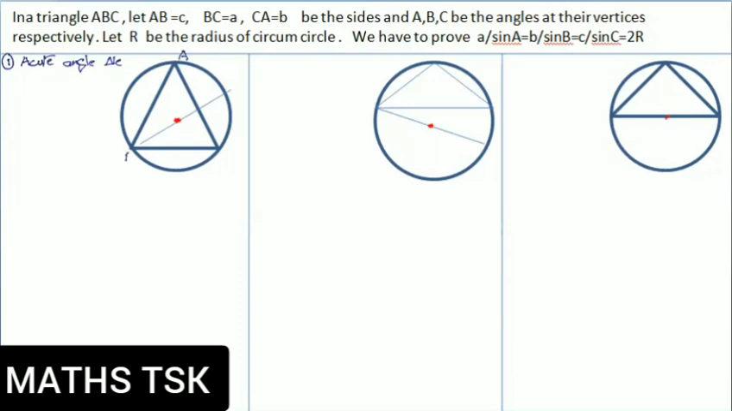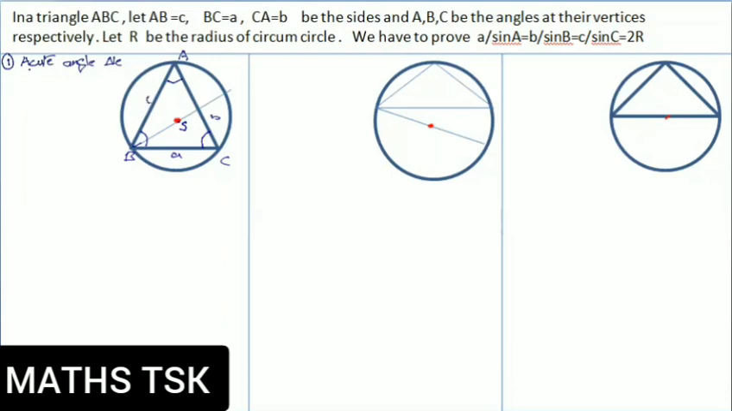We consider the triangle ABC here. Here the angle is A, here it is B, here it is angle C. It's not a right angle triangle, it's an acute angle triangle. Therefore, there is a circumcircle. Circumcenter lies inside the triangle. You consider this side as a, this side as b, and this side as c.